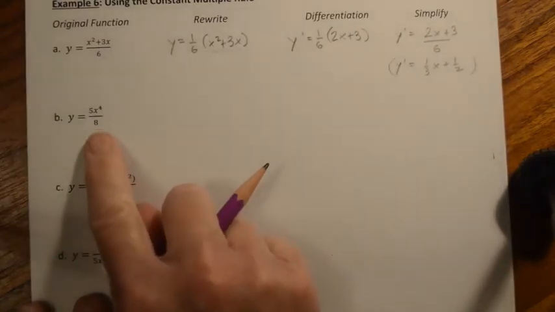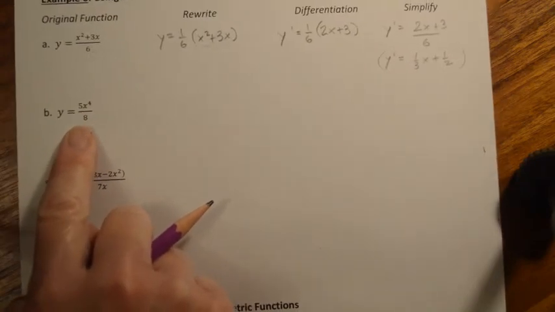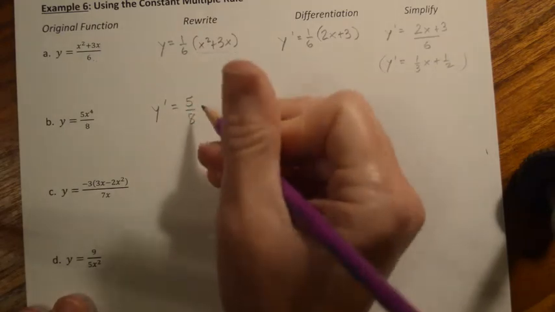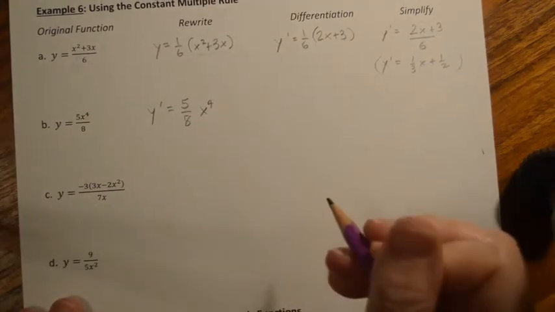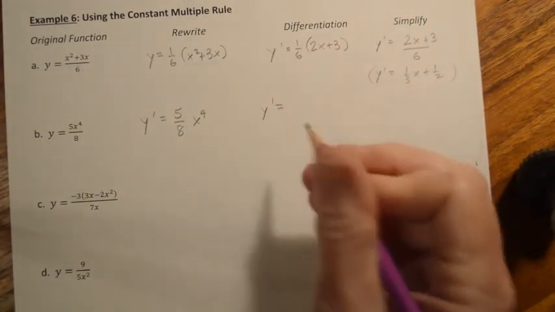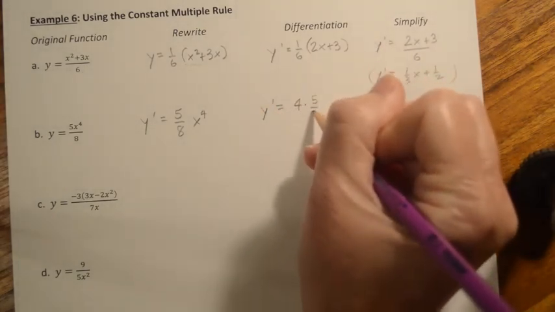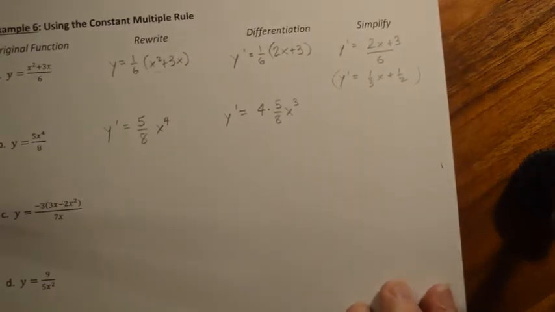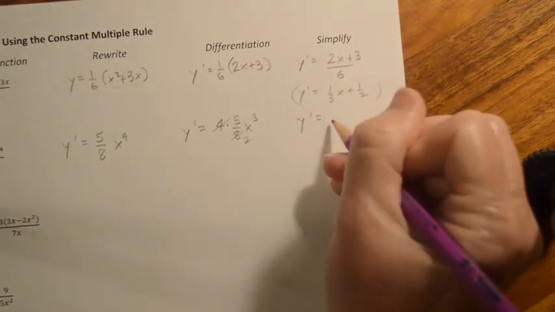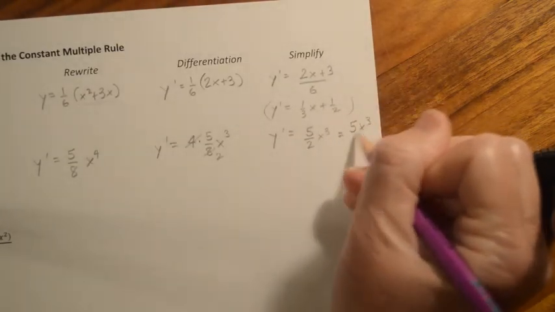Okay. Again, same thing here. We just also happen to have a coefficient up front instead of just a denominator like we did in the previous one. So our rewrite would be to acknowledge that this 5/8 is the scalar, and then we have x to the 4th. Okay, and then we take the derivative, so y prime equals, we're going to bring that 4 down to the front, so 4 times the 5/8 times x to the 3rd. We're going to cancel out right here, so we end up with our final answer, y prime equals 5/2 x to the 3rd, or 5x to the 3rd over 2, either one.